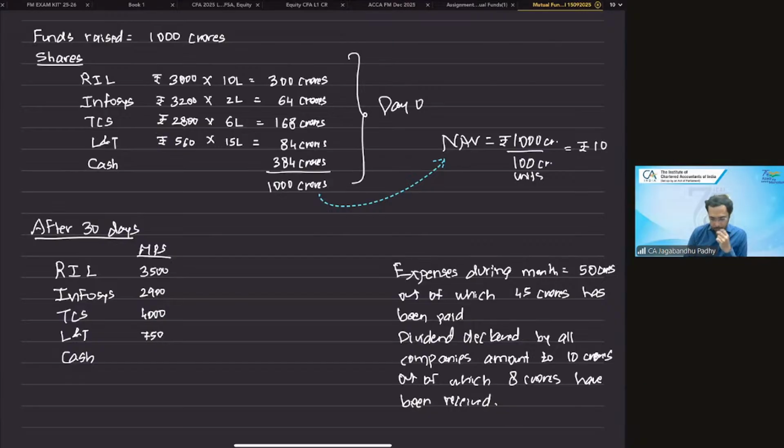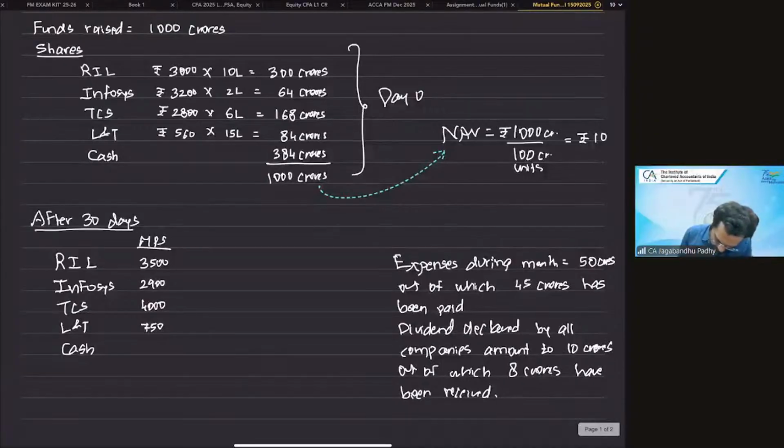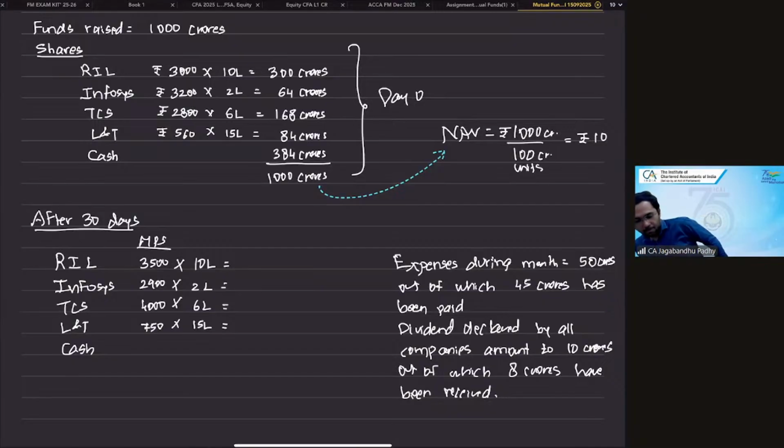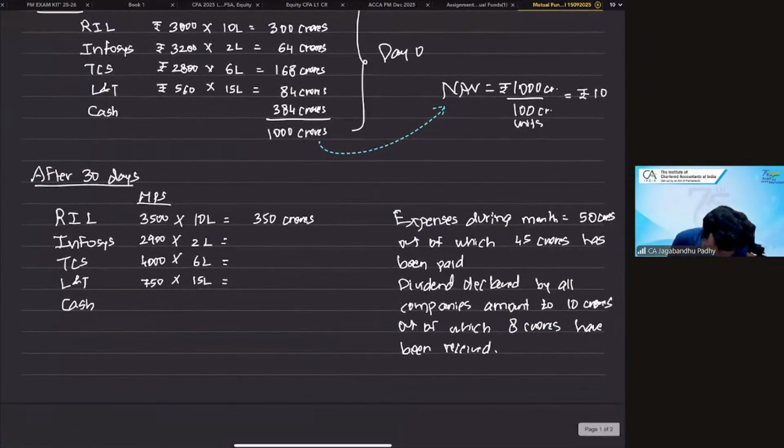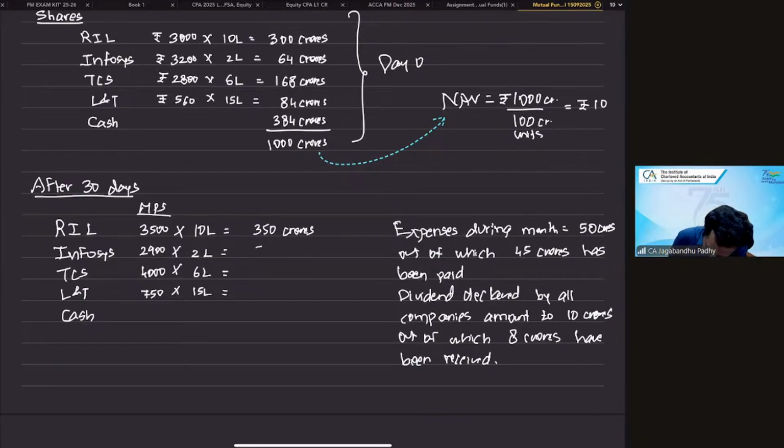The NAV comes to 11.075. Okay. So after 30 days, the number of shares will be multiplied by 10 lakh, 2 lakh, 6 lakh, 15 lakhs. So this is what, 350 crores. 100 into 2 lakhs. So 58.